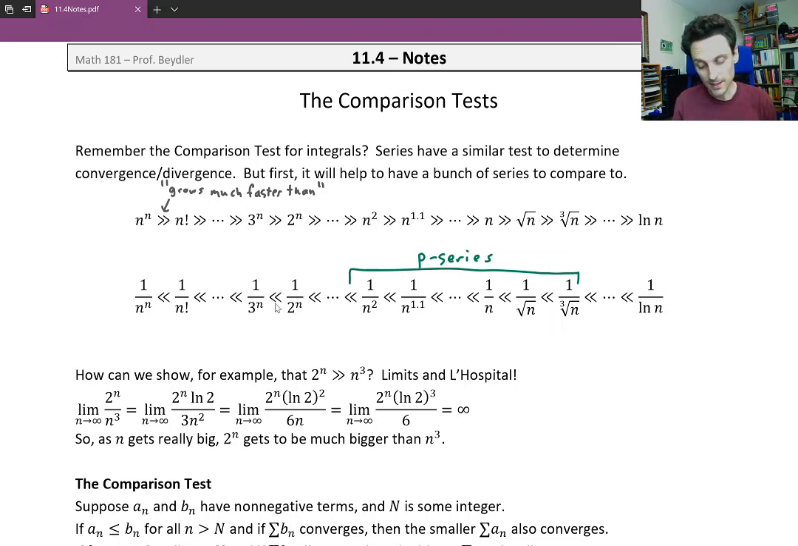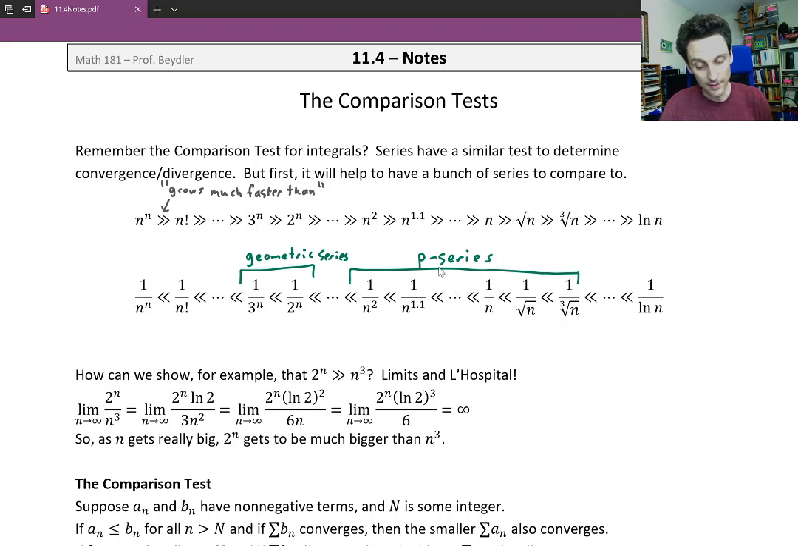Over to the left of the p-series are geometric series, like 1 over 3 to the n and 1 over 2 to the n. So these would be convergent geometric series because the common ratio would be 1/3 for the 1 over 3 to the n. That would be a 1/3 common ratio, the r value in other words. The 1 over 2 to the n would be a half for the r value, which would also converge. So these are convergent geometric series.